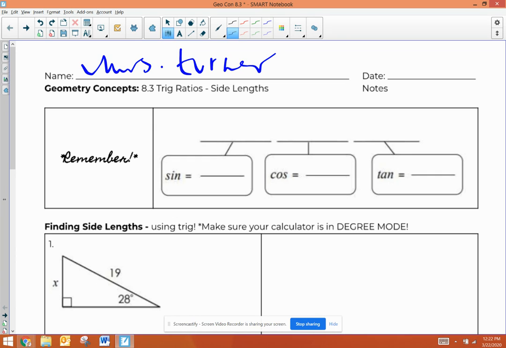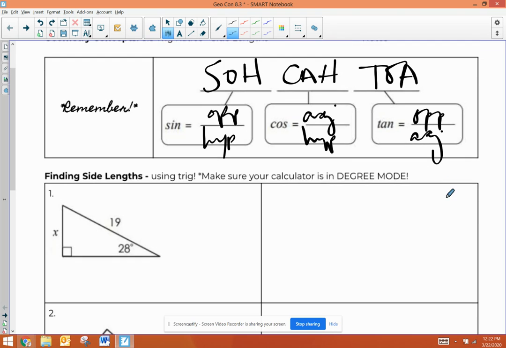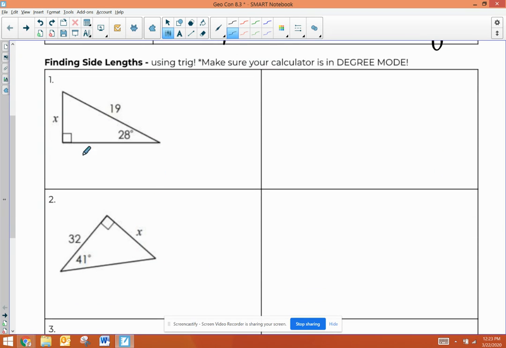All right, so let's start by remembering sine, cosine, and tangent. That's SOH CAH TOA. Sine is the opposite over the hypotenuse when we talk about side lengths. Cosine is adjacent over hypotenuse. And tangent, TOA, tan is opposite over adjacent. All right, so we want to find these side lengths using trig.